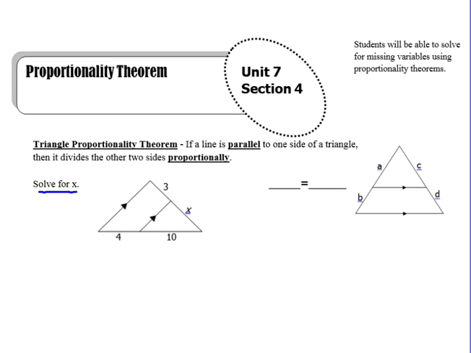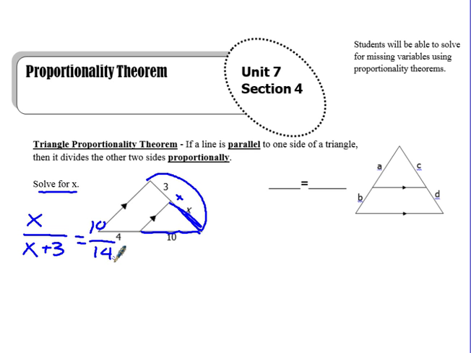So if I wanted to solve for x here, what we normally would do is say that x, the small piece, is to the long piece. Well, we don't really know what the long piece is. So the long piece we can say is going to be x plus 3, because we're adding these two sides together. And then we could say that that's equal to 10, the small piece there, to the long side. So the long side, again, we have to add these two pieces together. 10 plus 4 is 14.